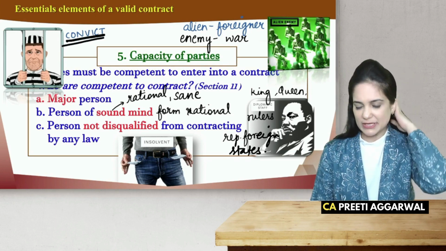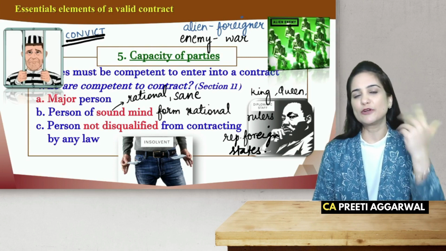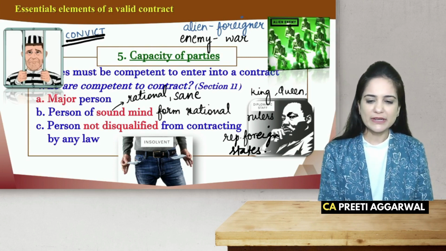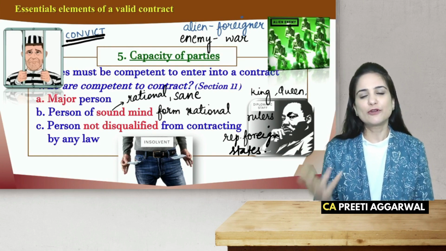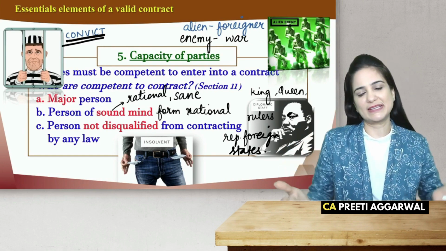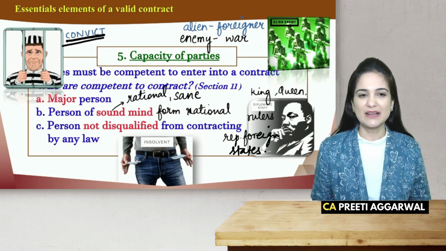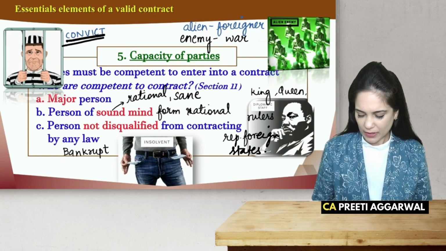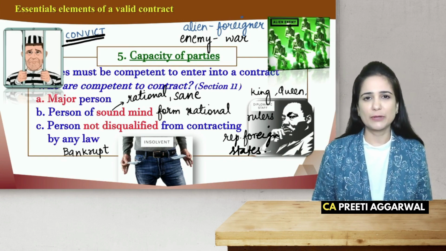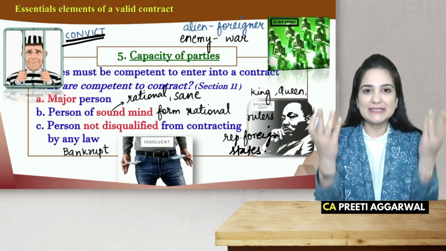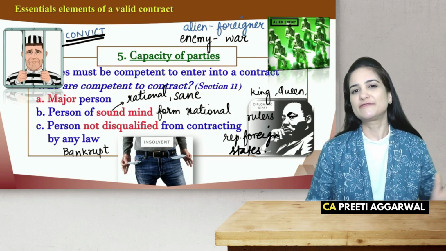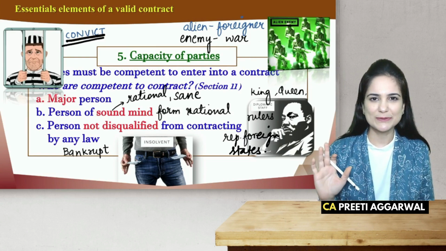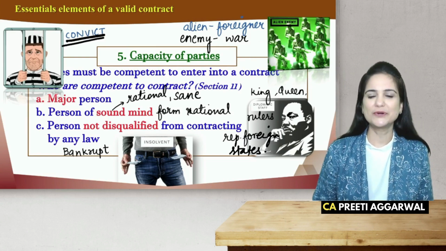Convict means a person who is in prison. Now, when he's in prison, how will he fulfill the terms of the contract? Like when Sanjay Dutt was in prison, you could not enter into contract with him because how will he fulfill his promise? Now that he's out of prison, he's entering into contracts. He's making films. Insolvent means a bankrupt person. You cannot enter into contract with a bankrupt person. How will he perform the promise? He's insolvent. So they are disqualified from contracting. You cannot enter into contract with these persons. Now you can pause the video and take down notes.